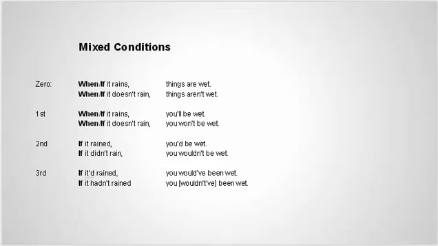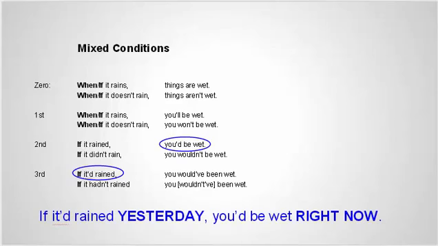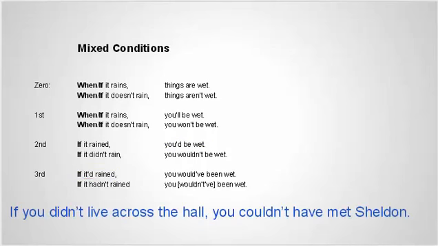Let's talk about mixed conditions. You have the conditions that can be mixed, with the third condition, if clause, along with the second condition, result clause. And we can mix it together into one sentence. We can say, if it had rained yesterday, you'd be wet right now. Okay, if it had rained yesterday, you'd be wet right now. Or you'd be wet right now.